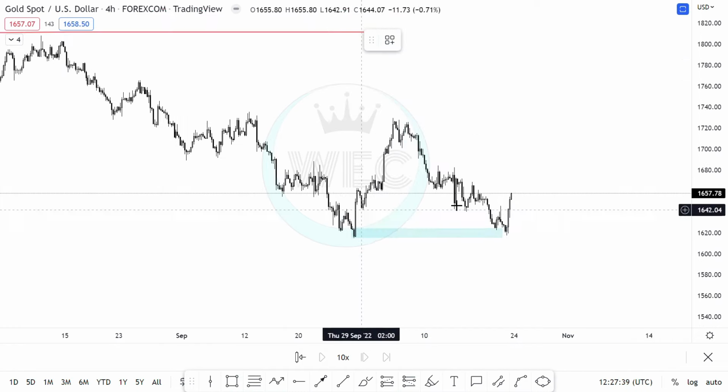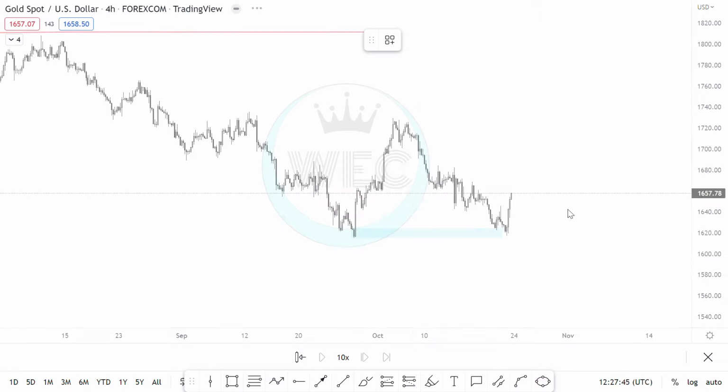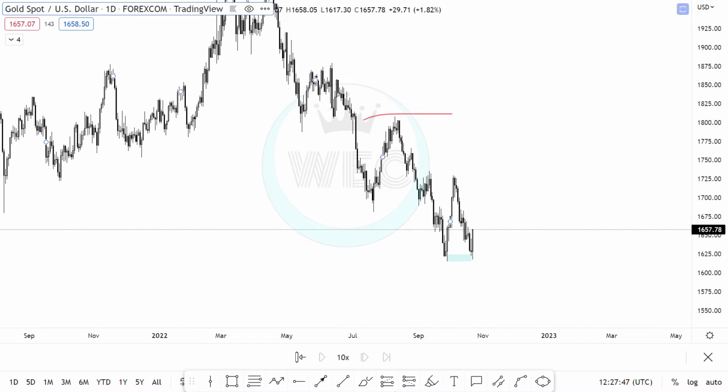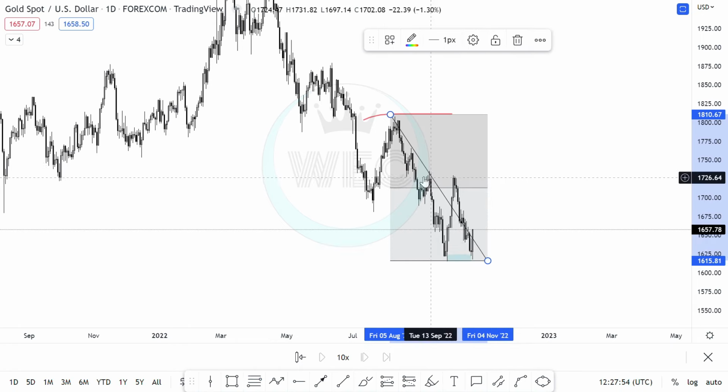Now in here it is a little bit tricky. The reason why I'm saying it's a little bit tricky is this: if I step back onto the daily and take my Fibonacci, you are going to realize that price is coming all the way from an order block which is within premium zones.